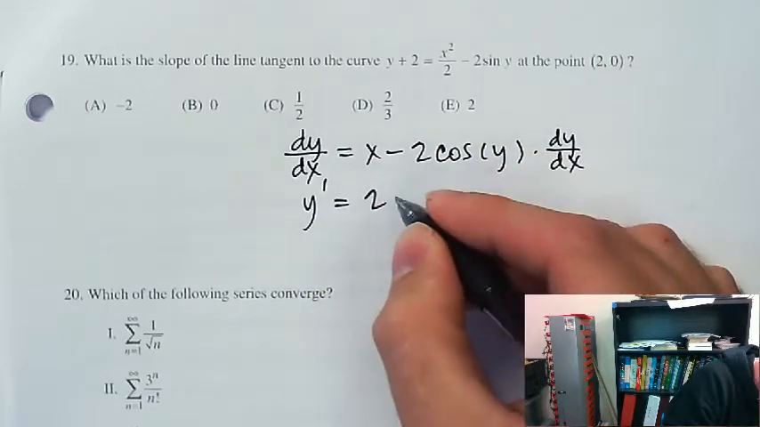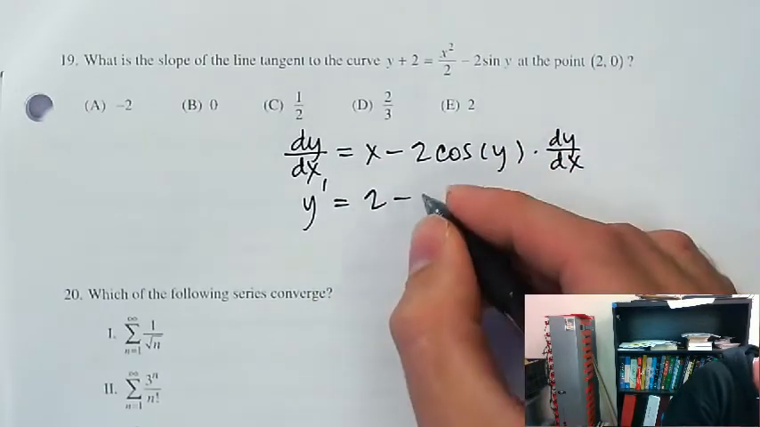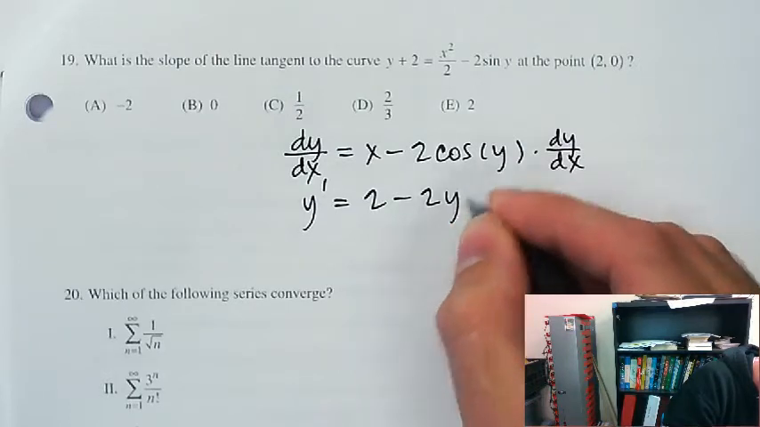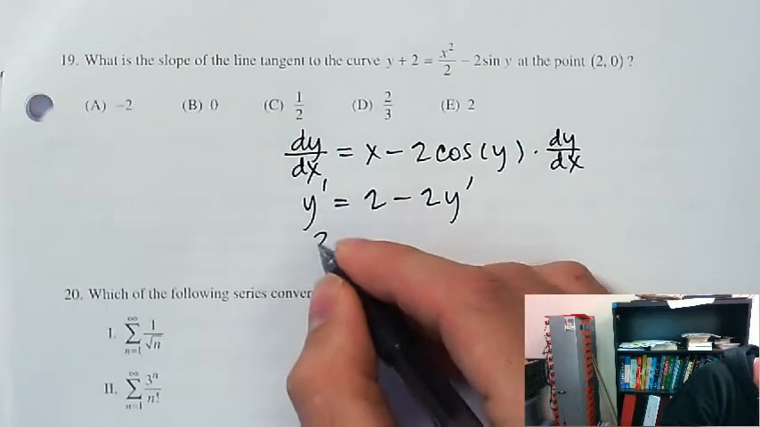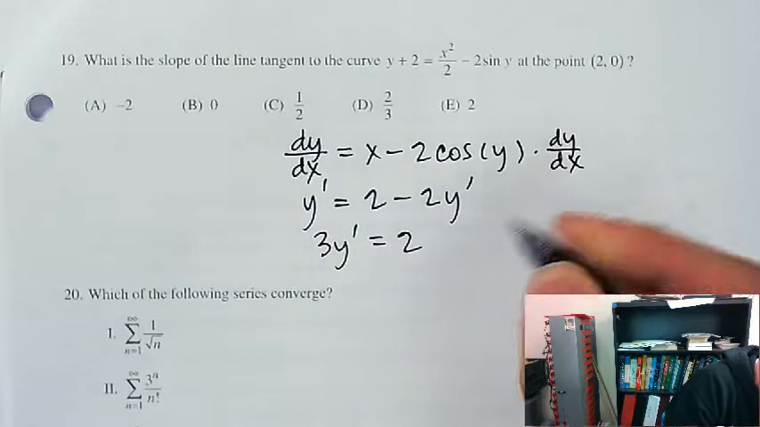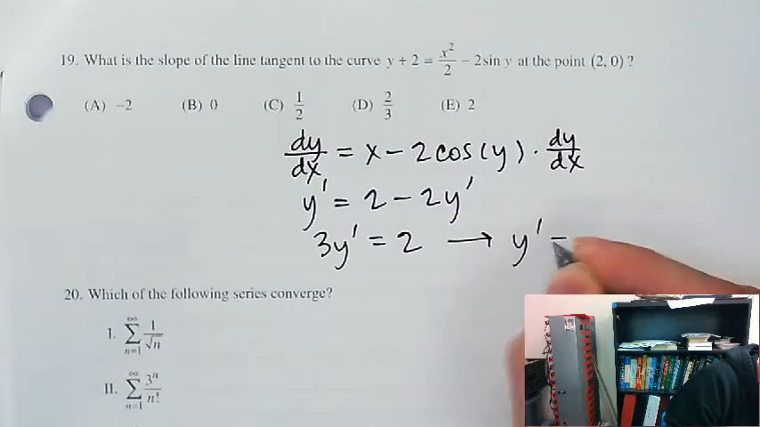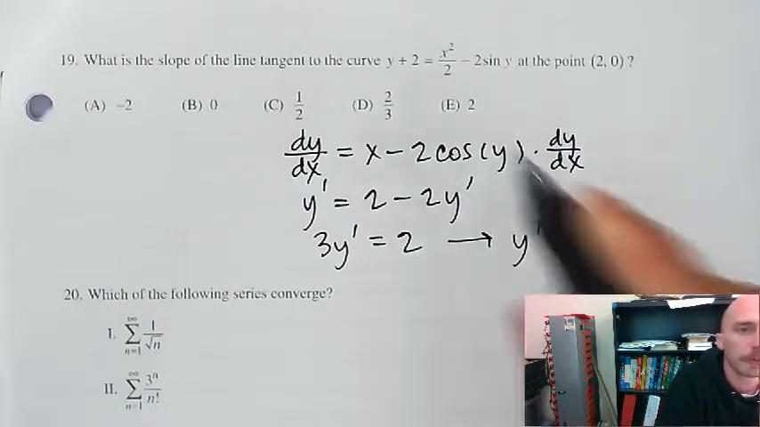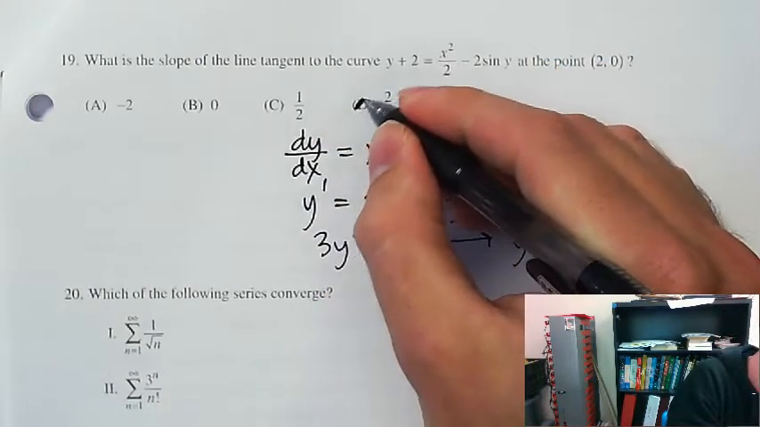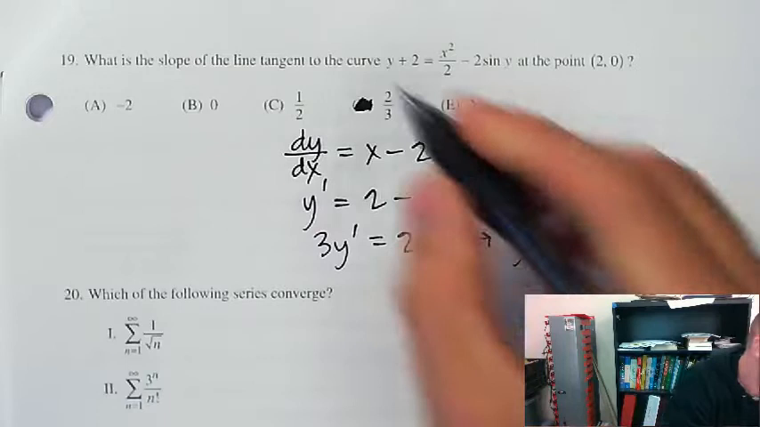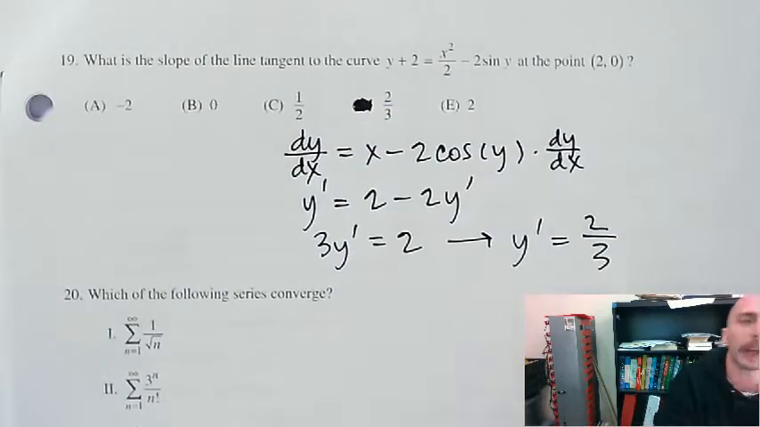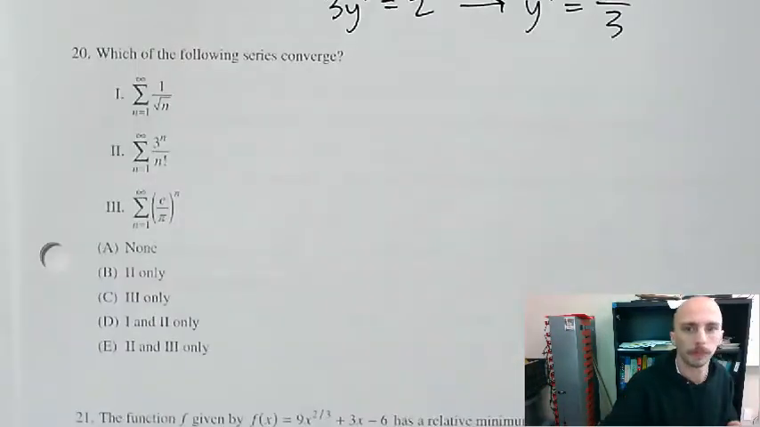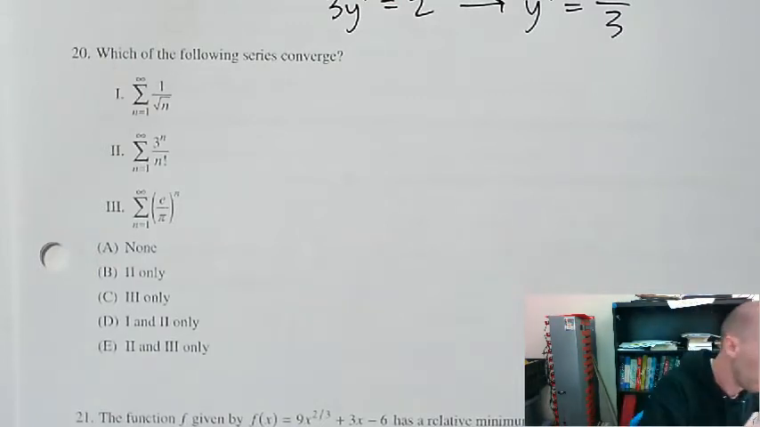X is equal to 2, y is equal to 0. Add it over here. 3y prime equals 2. That's telling me y prime is equal to 2/3. They're more generous than me. I would have definitely made one of the distractor answer choices 3/2 because I'm definitely prone to that algebra error sometimes. All right, next we've got an old-fashioned which-of-these-converges type problem.